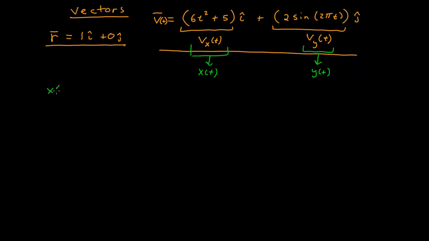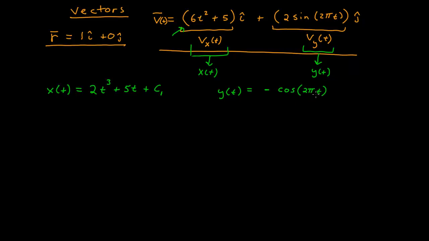So let's do x of t first. Again, now I have to find the antiderivative of this polynomial, and so that's 2t cubed plus 5t plus some integration constant I'll call c1 because I might have another one over here. So for y of t, my antiderivative, so the antiderivative of sine of x, what do I have to differentiate that will give me sine of x? Well, that's minus cosine of x, and in this case x is 2 pi t.